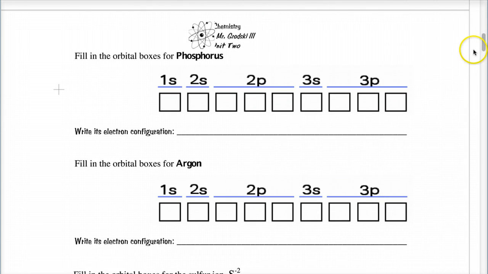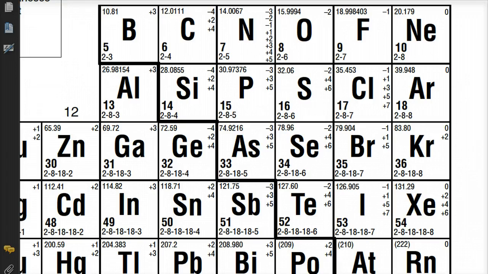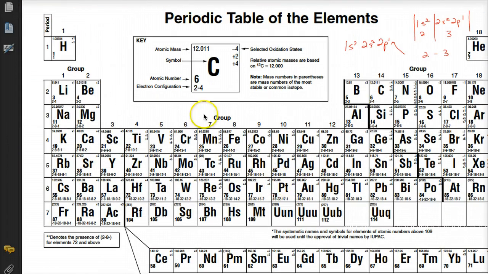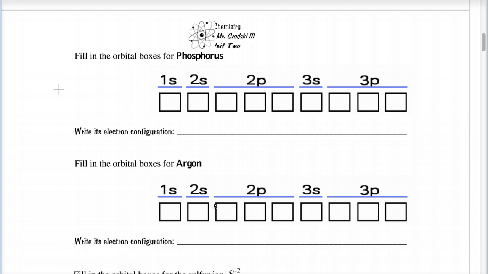Now we have phosphorus. Okay, the configuration of phosphorus. Again, we can look at the periodic table, and now let's zoom out here. We can see that phosphorus, one more time, is 1s2, 2s2, 2p6, 3s2, 3p3. All right, 1s2, 2s2, 2p6, 3s2, 3p1, 2, 3. So let's put that into what we were doing. So 1s2, 2s2, 2p6, 3s2, 3p3.